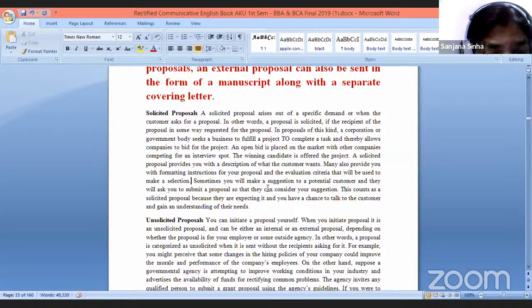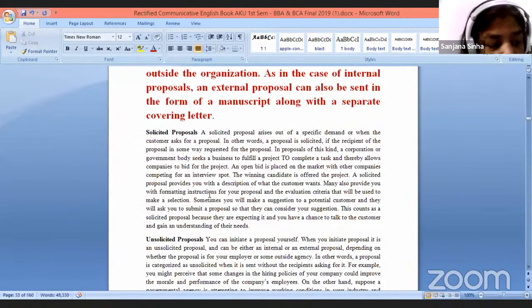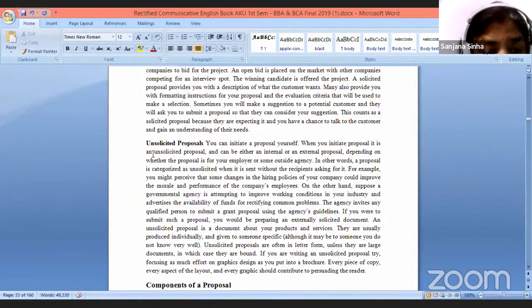Sometimes you will make a suggestion to a potential customer, and they will ask you to submit a proposal so that they can consider your suggestion. Like many people who come to CIMAGE to teach, they were asked to submit a lesson plan for a month. This counts as a solicited proposal because they are expecting it, and you have a chance to talk to the customer and gain an understanding of their needs. So a solicited proposal always comes if there's a demand, it has to be met. We'll talk again about solicited and unsolicited in the next class, and then the components of proposals.